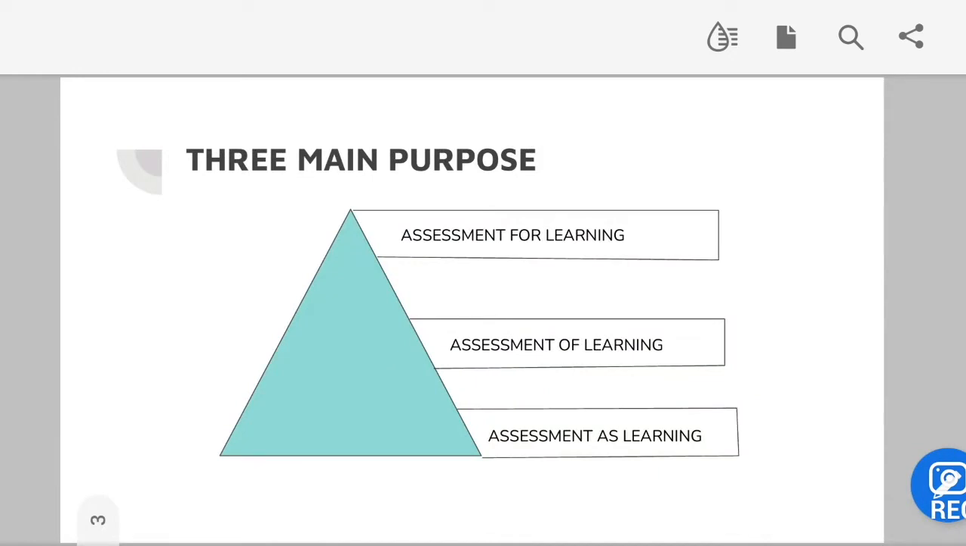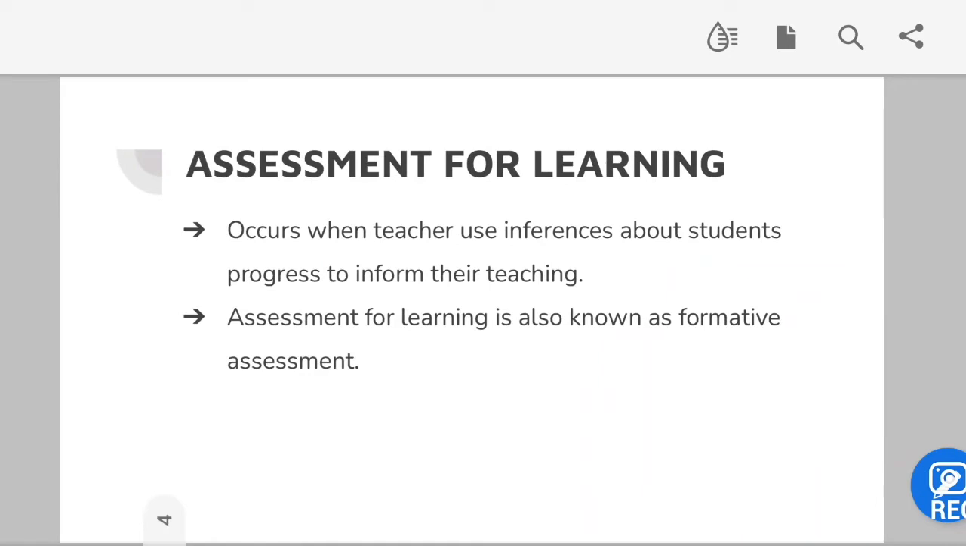So assessment is divided into three types, that is assessment for learning, assessment of learning, and assessment as learning finally. We will see one by one in the next slides. So the first one is assessment for learning.